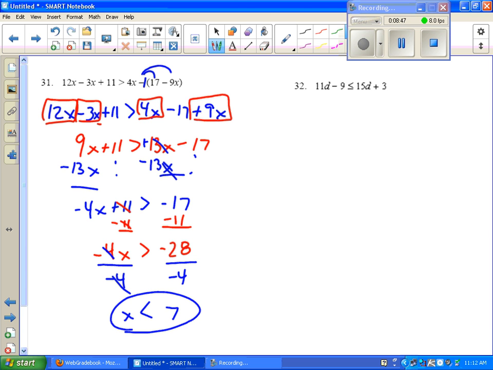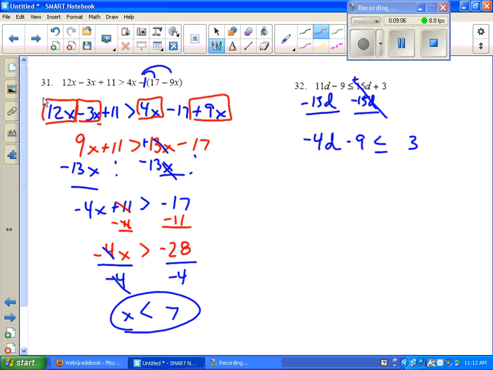For number 32, you're going to move your D terms over. You have positive 15, so subtract it. You subtract 15 on the right, do the same thing on the left. 11D minus 15D is negative 4D. Bring down your minus 9. It's less than or equal to 3.